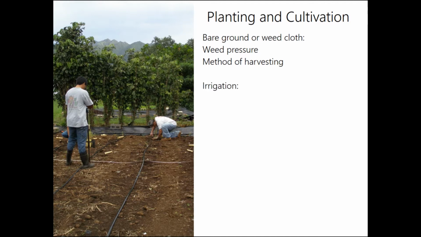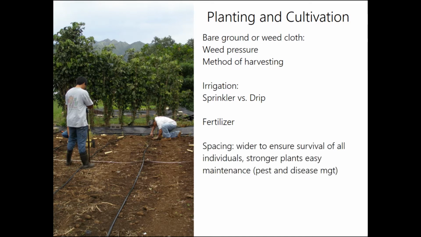Also, irrigation is something to think about, whether you're doing sprinkler or drip irrigation, as well as fertilizer regimes and spacing. If you're doing seed production, I would recommend wide spacing, so that your individuals won't compete with each other, and you get stronger plants and more seeds. It's also easier to maintain in terms of pests and diseases.